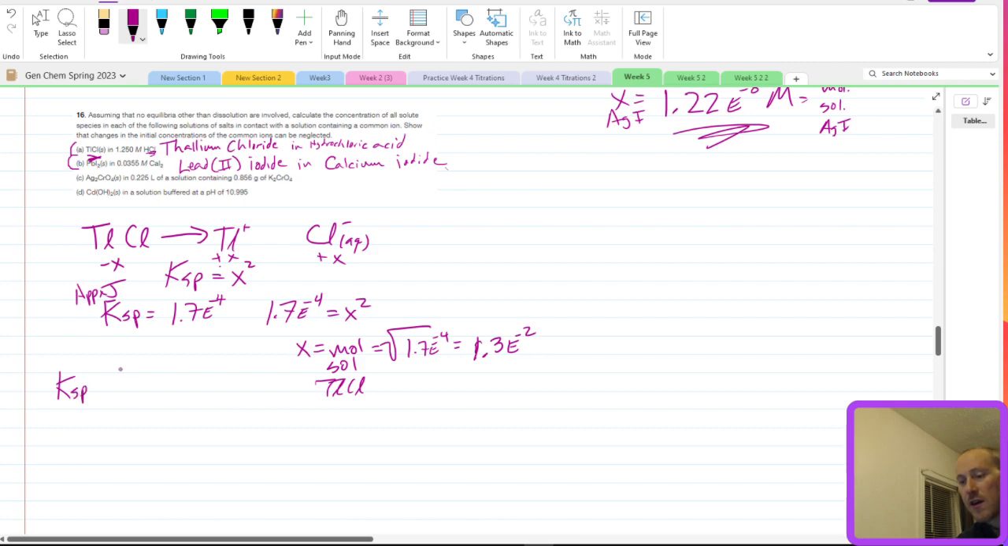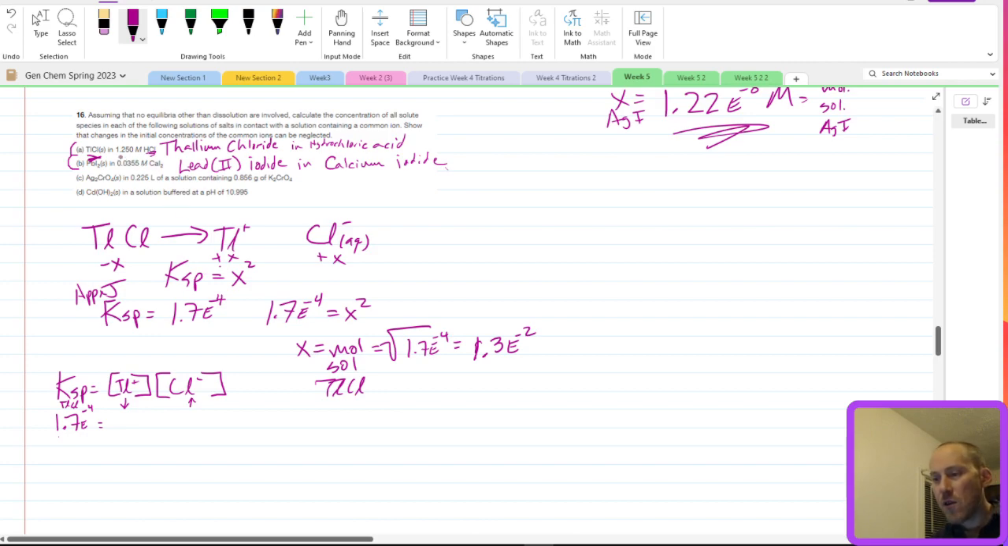that KSP expression is very similar to the concept of what we looked at at the very beginning here. KSP is going to equal that cation times that anion. And KSP is this fixed quantity. It's just a property of tellurium chloride that the KSP is 1.7 times 10 to the minus 4. So if the chlorine goes up, the tellurium is going to have to go down, right?